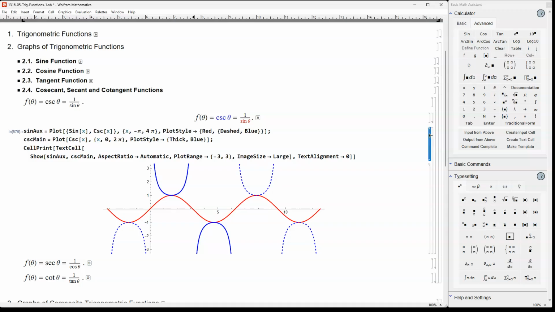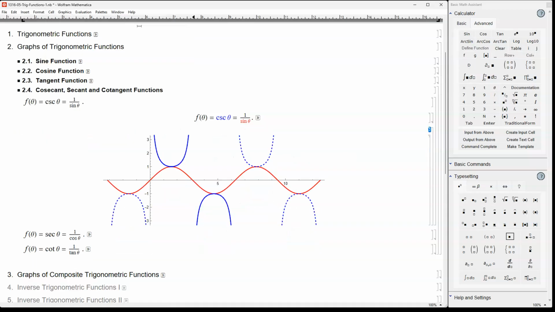The blue curves represent the graph of the cosecant function. The principal branch from 0 to 2 pi I highlighted in solid blue, and the others are dashed, but they're all part of the cosecant function. The graph of the sine function is here, and as sine hits 0, we have a vertical asymptote, blowing up to infinity and to negative infinity there.